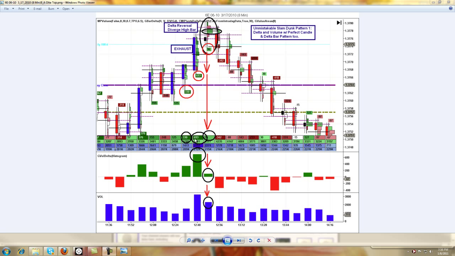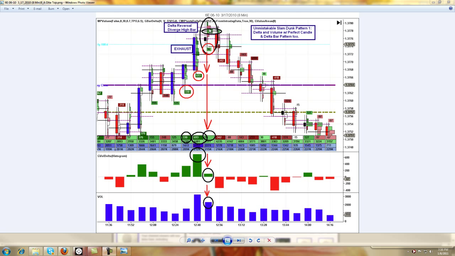And as you can see here, you went from about 700 more buyers, and then all of a sudden you're down around almost even. You're at 90 buyers, but it's on lower volume. So the sellers obviously just completely took over on this bar, and it's a shooting star. And you went back up just 2 ticks from the high there.